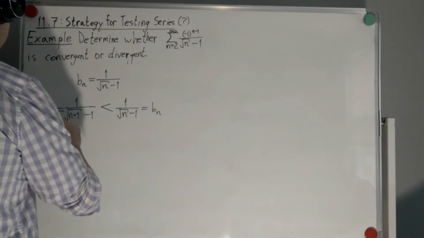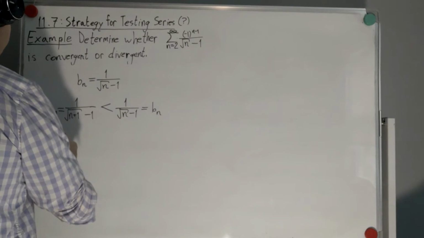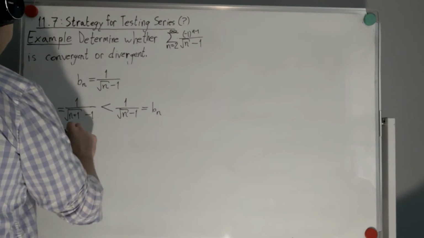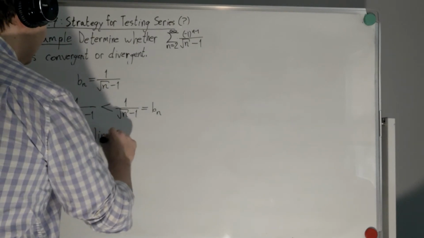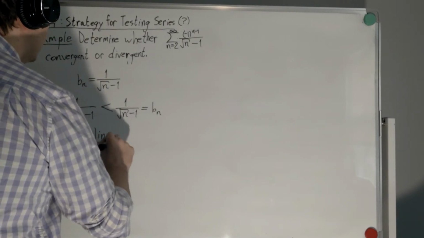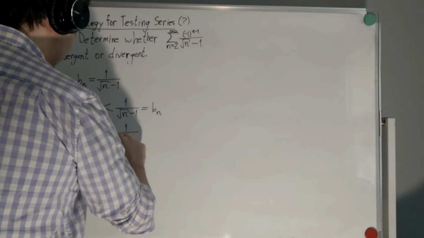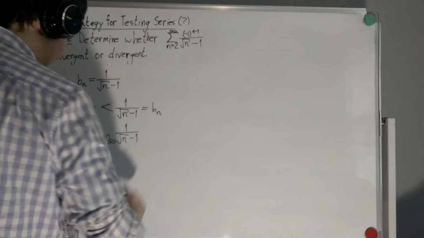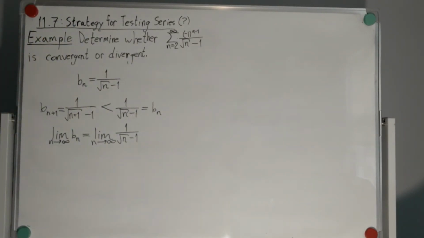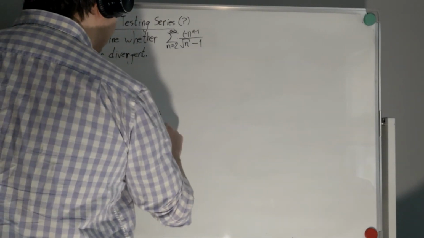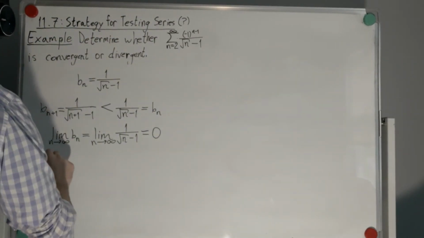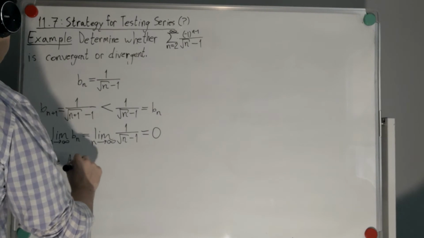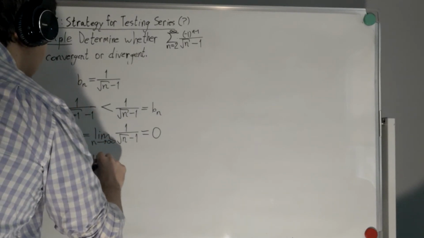Also, if you take the limit as n approaches infinity of bn, that's the same thing as the limit as n approaches infinity of 1 over the square root of n minus 1. That denominator grows without bound, and so this is just going to approach 0. So, by the alternating series test, the series is convergent.